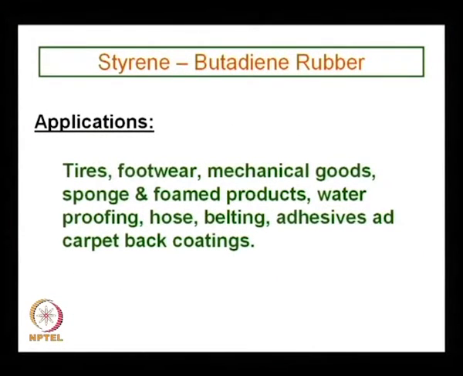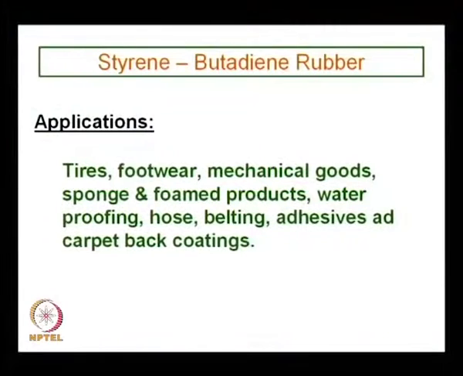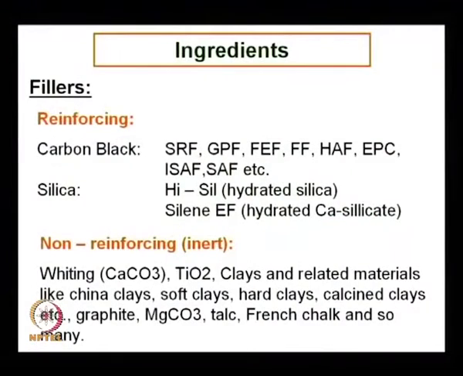Styrene butadiene rubber applications: tires, footwear, mechanical goods, sponge, foamed items, waterproofing items, hose, belting, adhesives, carpet backing coatings, sometimes sealants, and rubber coated fabrics, all these many. So, that means a large number of products can be fabricated from synthetic rubbers as well as from natural rubber.